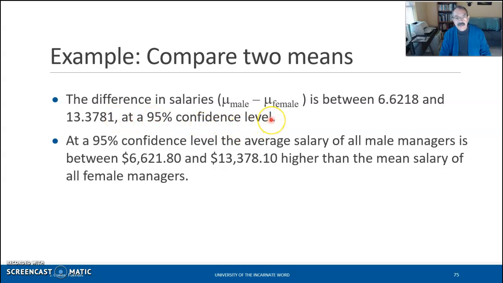So because these two numbers are positive, that means that this difference is positive. So the mean of males is larger than the mean of females. That's why the difference is positive. So then we can say that at 95% confidence level, the average salary of all male managers is between 6,621.80 and 13,378.10 higher than the mean salary of all female managers.